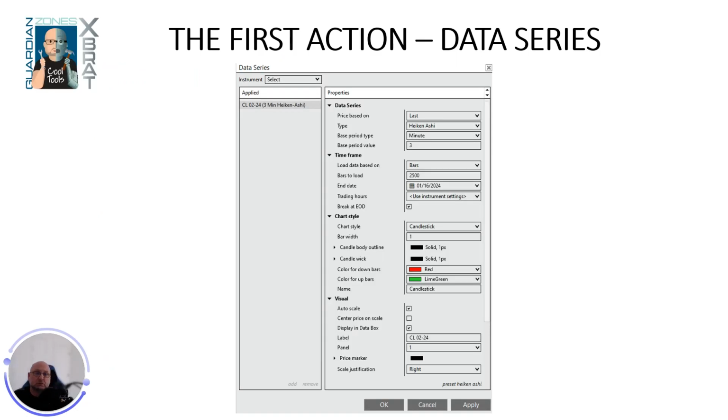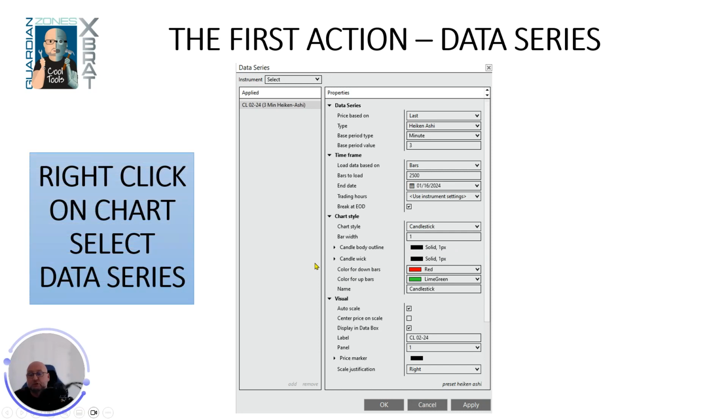So the first action that you do when you load up the Guardian zones is we want to look at the data series. Okay, so we're going to right click on the chart and select data series. It doesn't matter what you're going to use, whether it's Heikin-Ashi, Uni Renko, normal minute candles, whatever it is, it doesn't matter. The look back period is extremely important. So the load data based on bars, you need to change that to bars. And we need a minimum of 2,500. Now if you want to look back further, 5,000, that's fine. But in reality, your starting point is to look 2,500 bars.